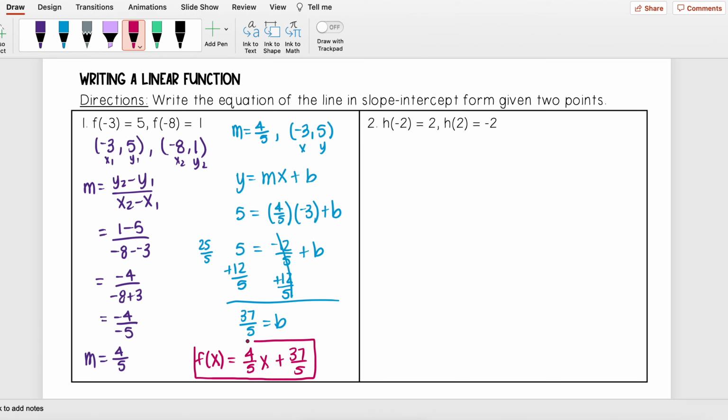Another tricky spot that you may have encountered was this -4/-5. Since they're both negative on top and bottom, those cancel out to be a positive 4/5.